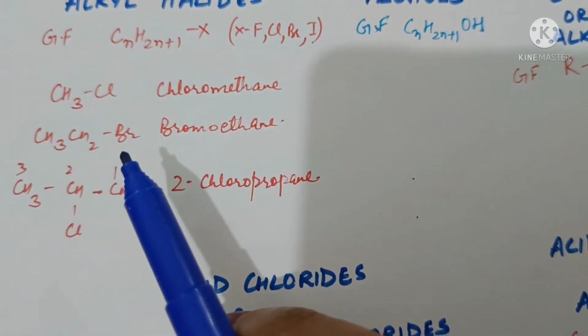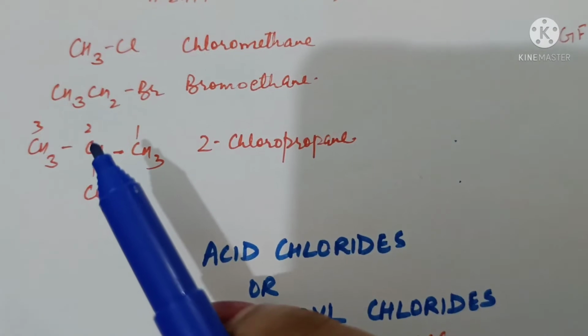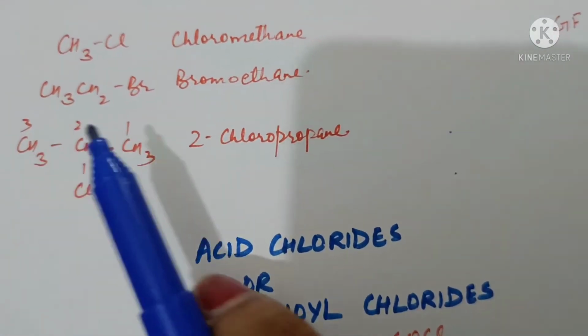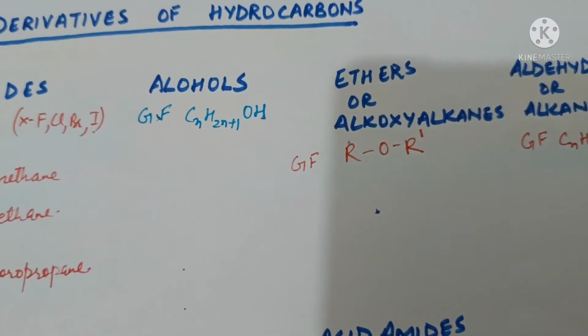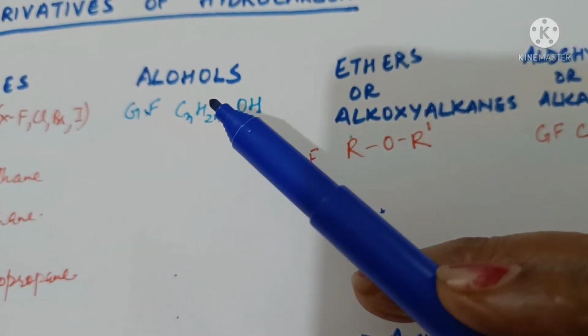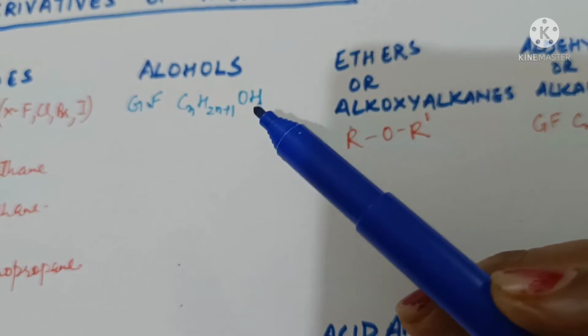This one will be called bromoethane. This one will be called 2-chloropropane because it's a 3 carbon compound. Then next group is alcohols. The general formula is CnH2n+1OH.